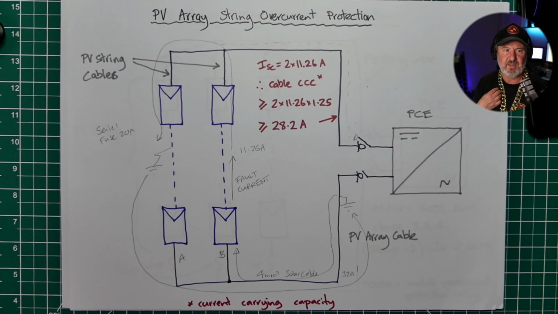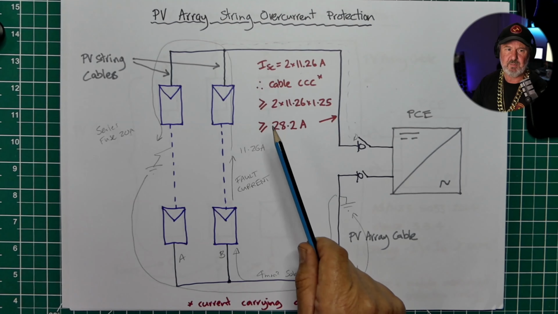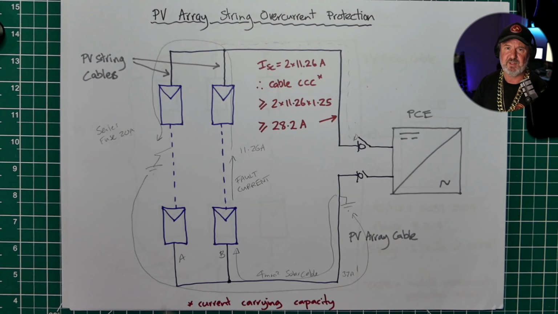So at this point, this diagram's all good. So our cable's big enough, our panels can carry the reverse current when one string is faulty. The power conditioning equipment can carry at least the 28.2 amps short circuit current on its MPPT input. So no additional equipment required. We just made sure we selected the right inverter to suit this array.